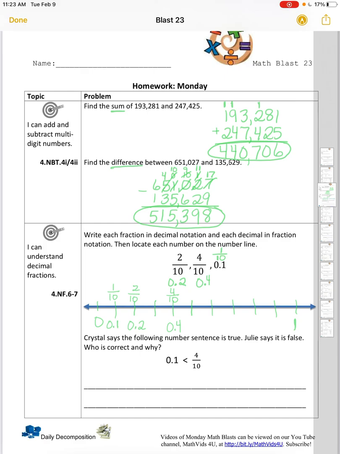Crystal says the following number sentence is true. Julie says it is false. Who is correct and why? So 1/10 is less than 4/10. Well, if I were to rewrite my 1/10 as a decimal, it would look like this, 0.1. And I know that if I were to rewrite 4/10 as a decimal, it would look like this, 0.4.